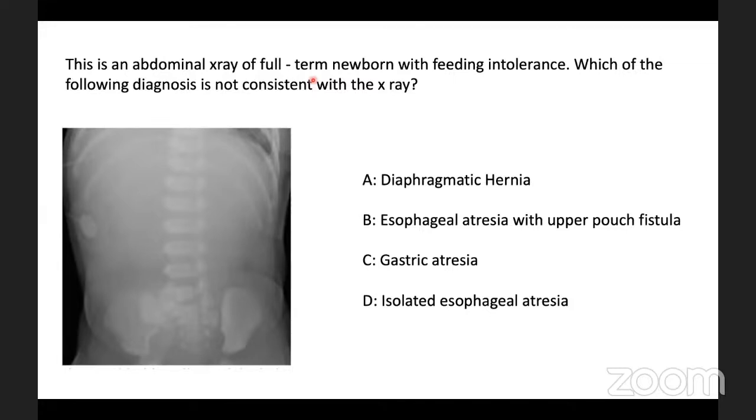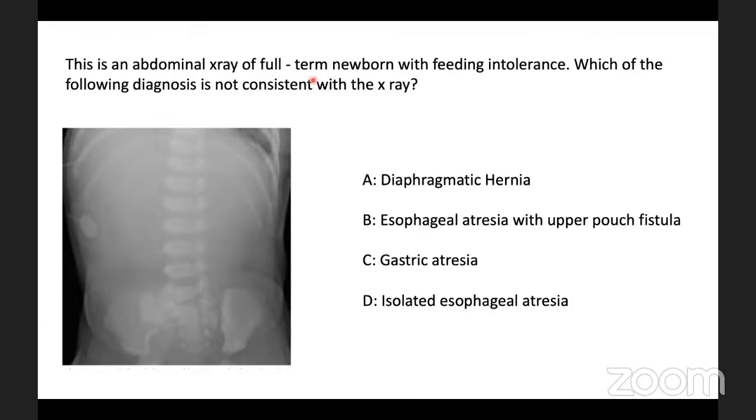A is not correct because you cannot see the chest here. If the chest has not been shown, this X-ray can be a diaphragmatic hernia as well. B, yes, it can be esophageal atresia with upper pouch, and isolated esophageal atresia can be there, but it cannot be gastric atresia.